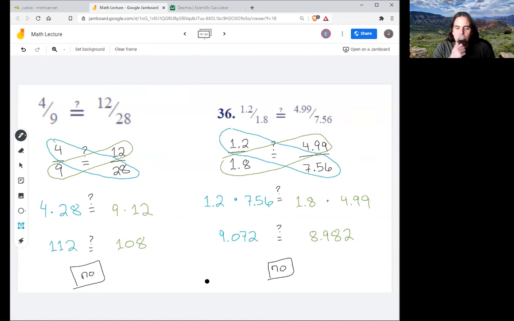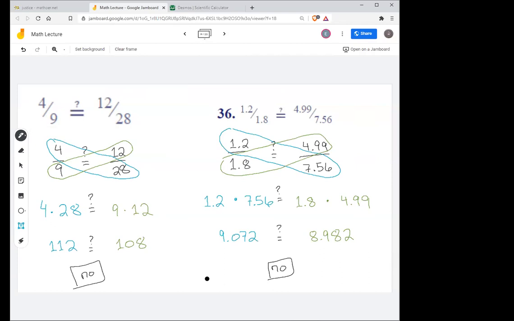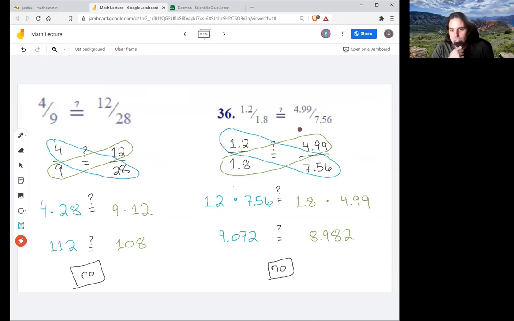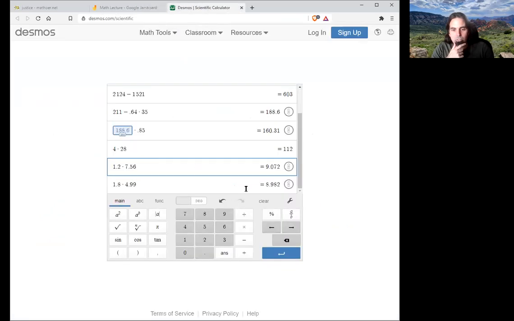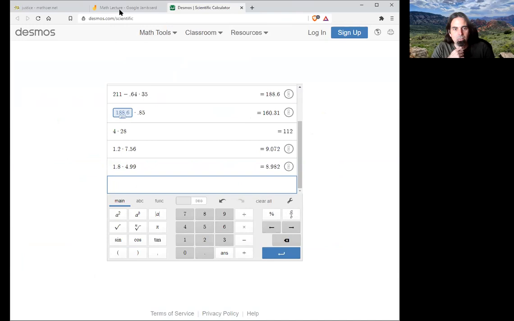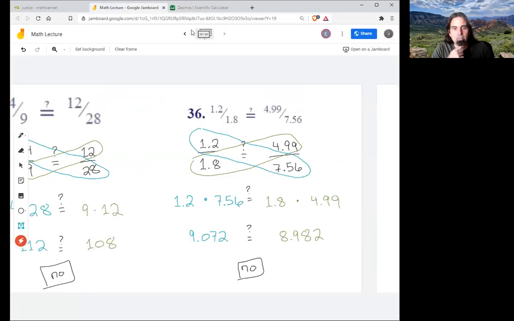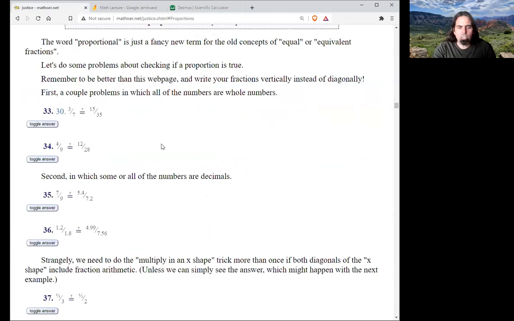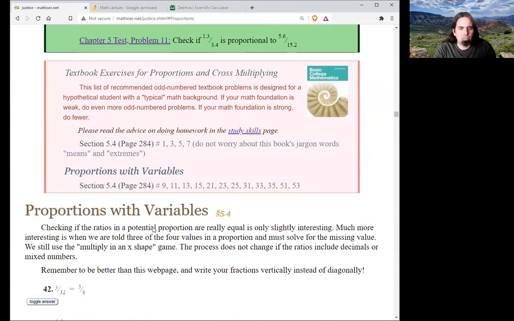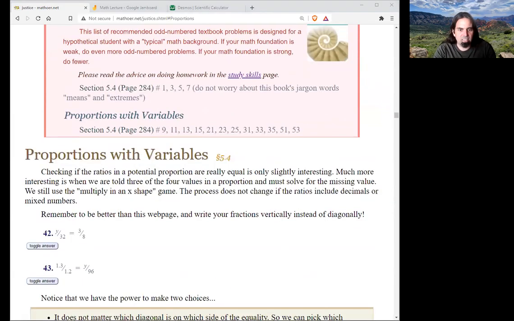Everyone ready to do these on homework? Yeah. So multiply one diagonal, multiply the other, and compare them. You have a calculator, multiplying is the calculator's job. This isn't too bad. Where it gets interesting is when you have variables.